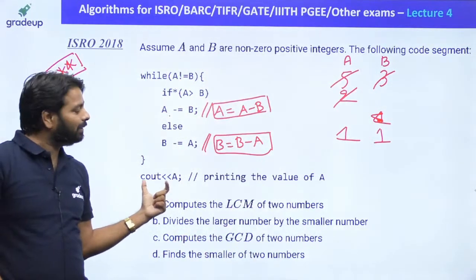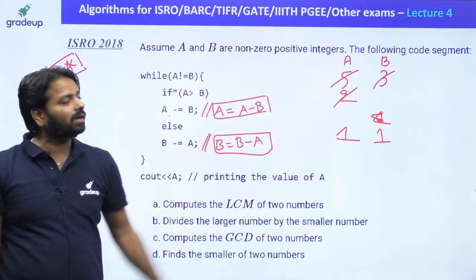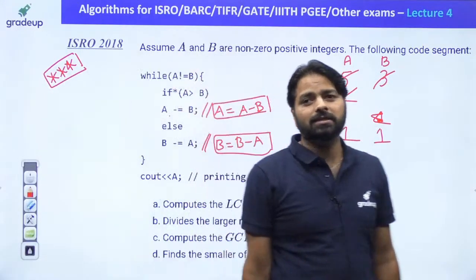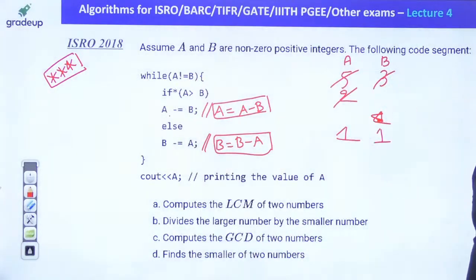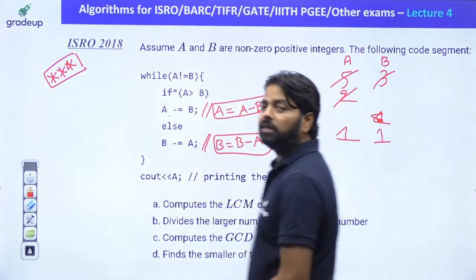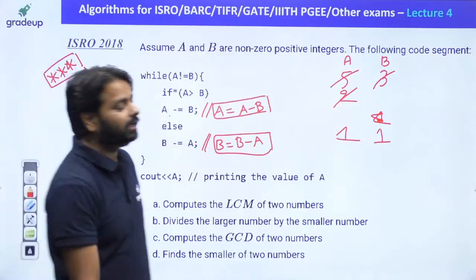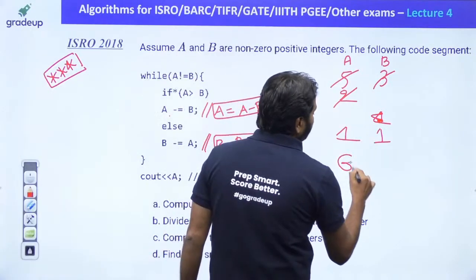Now print A. Print A means that is 1. What is that 1? For 5 and 3, why did you get a 1, guys? It's not the minimum. It's not the difference. What is it? It is the GCD of 5 and 3.